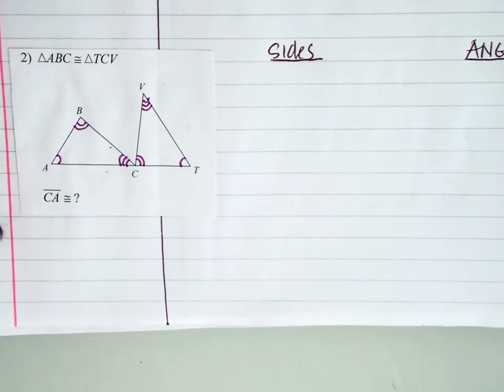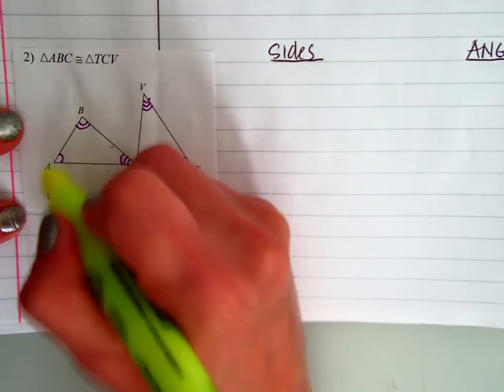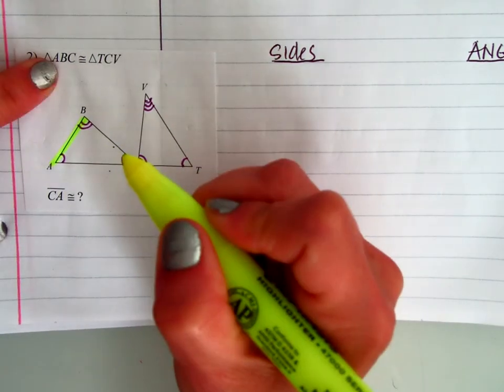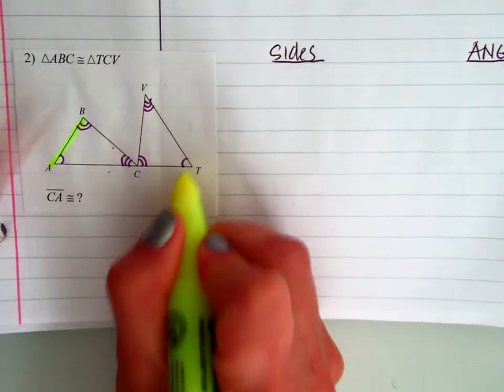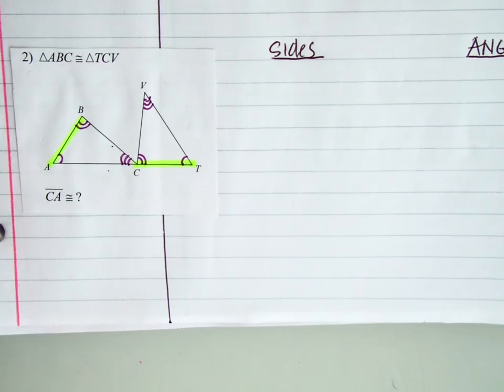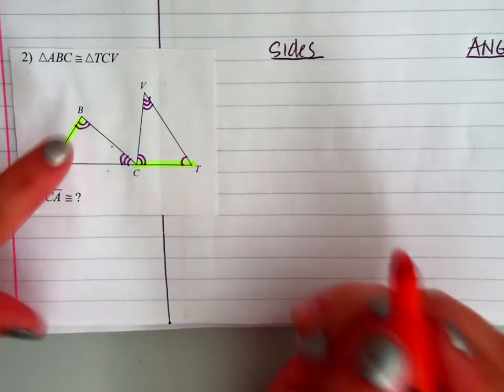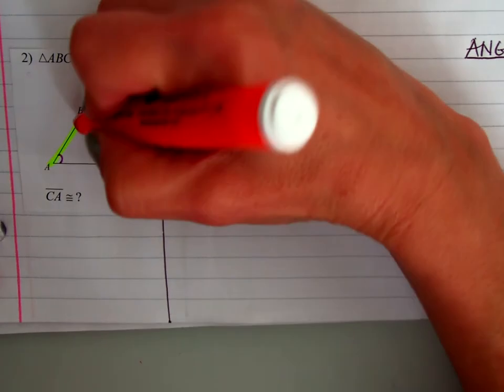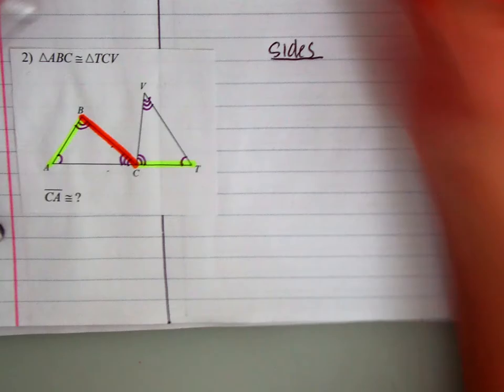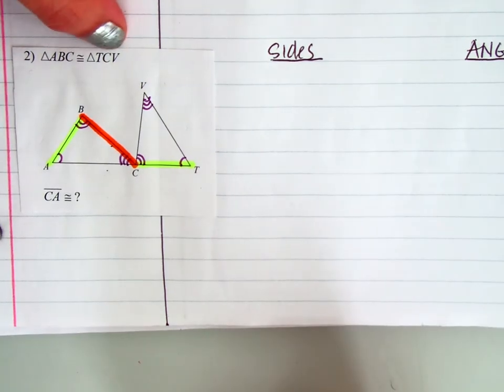Okay, now we're going to use colors to highlight the sides. So side AB, I'm going to highlight yellow. And that guy matches up with side TC. The next side is side BC, so I'm going to highlight that orange. And side BC corresponds to CV.